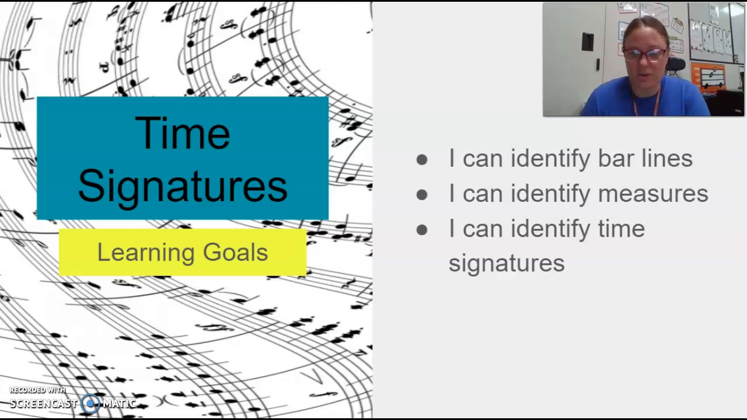Let's take a look at our goals, please. We have 3 goals today. We're going to be able to identify bar lines and identify measures, which we've seen before. In your last episode, you should have learned about those. And then today, we're going to learn to identify some different time signatures. Let's get started.